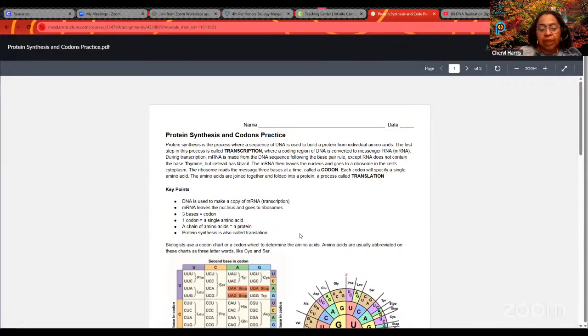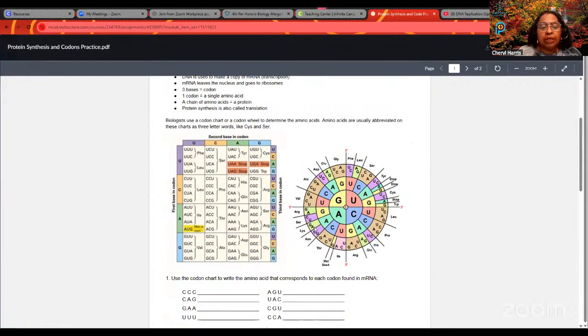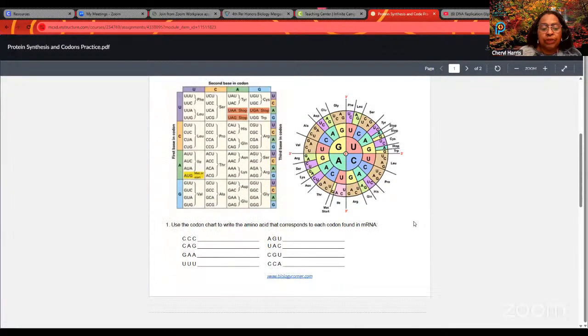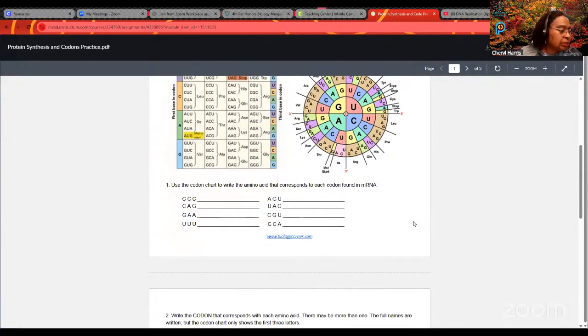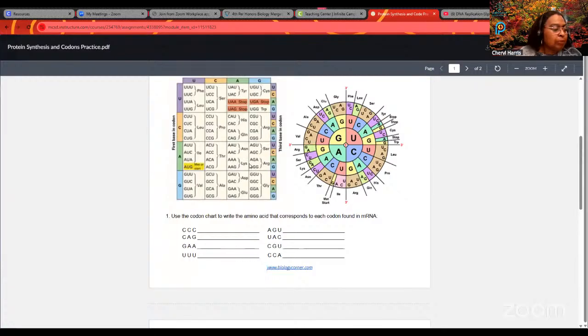All right. So here's again a copy of both charts for you to use, and then you've got some practice to do. You're going to take each one of those letters and go up to the chart. I'm going to do the first one with you.